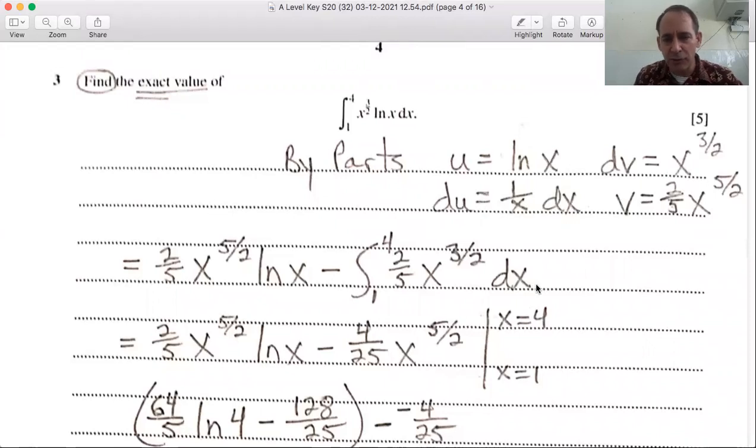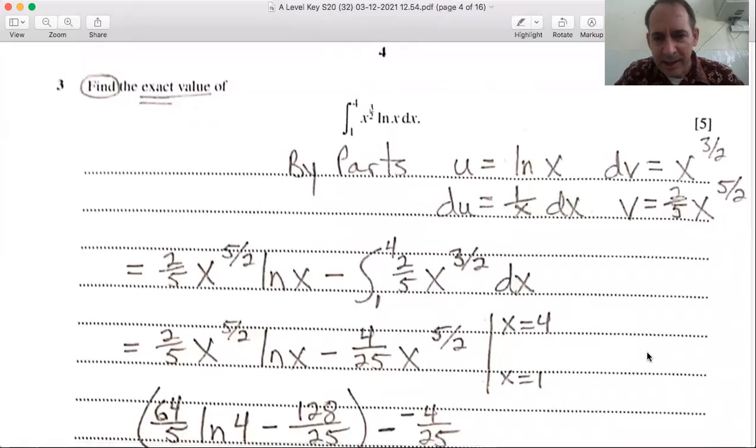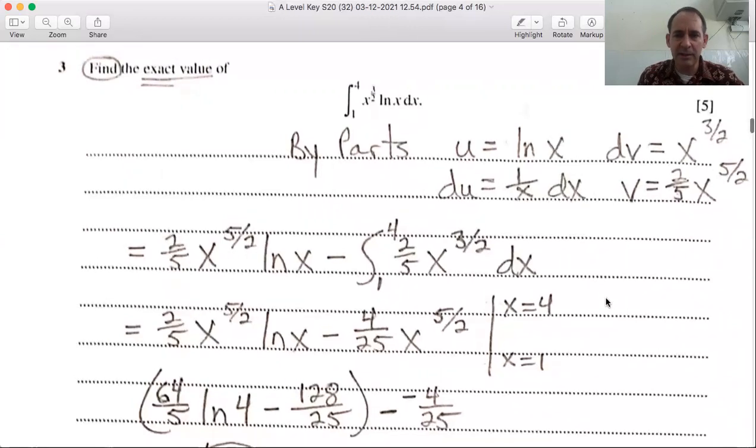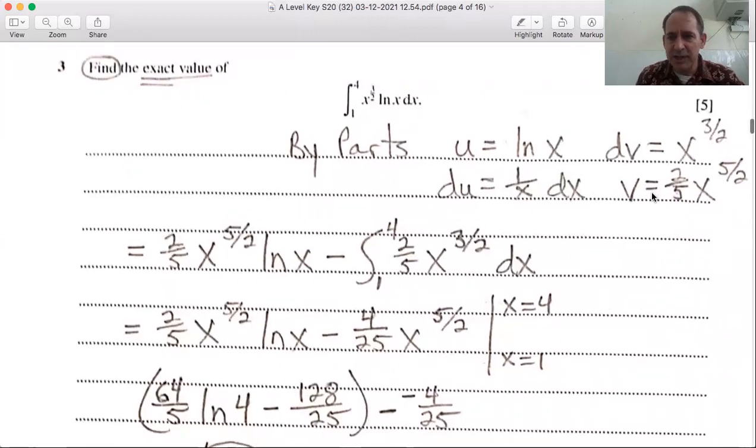Again, if you don't know the formula, you can go to my Cambridge A-level integration by parts video to see where this formula comes from. But we take u times v. So here's our u times the v. I put the algebraic in front, minus the integral of v du. So here's the v and the du.